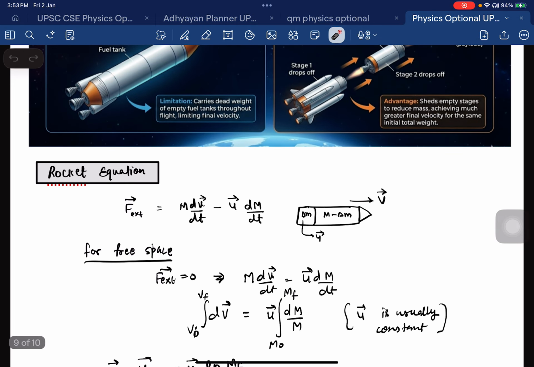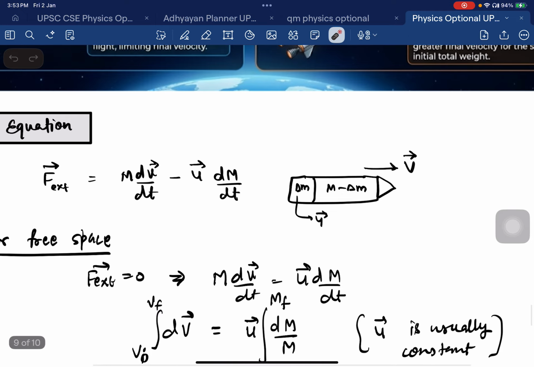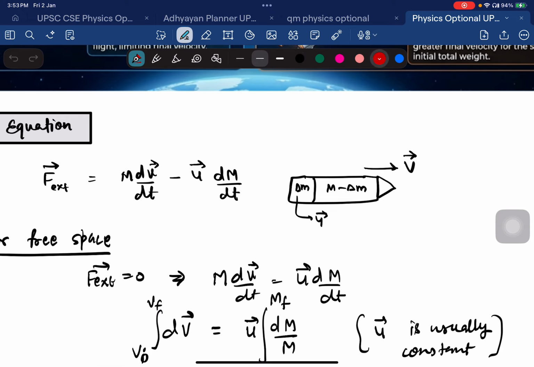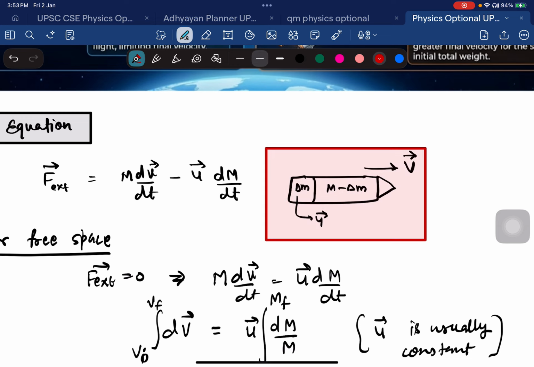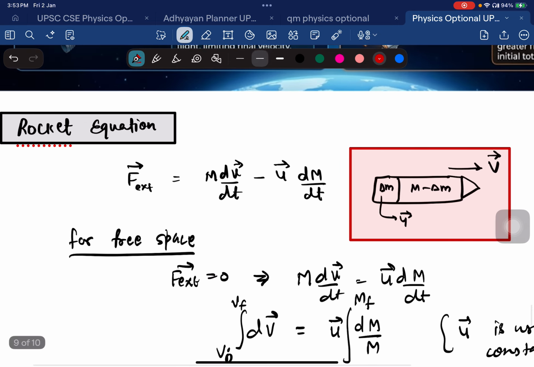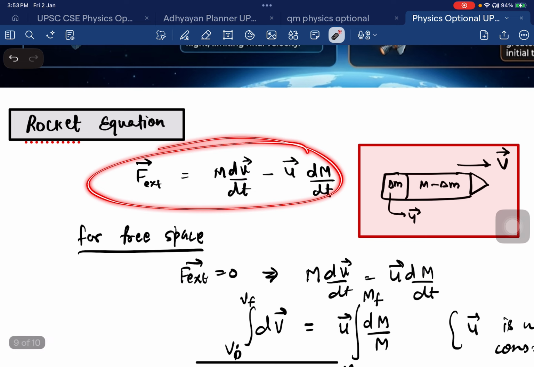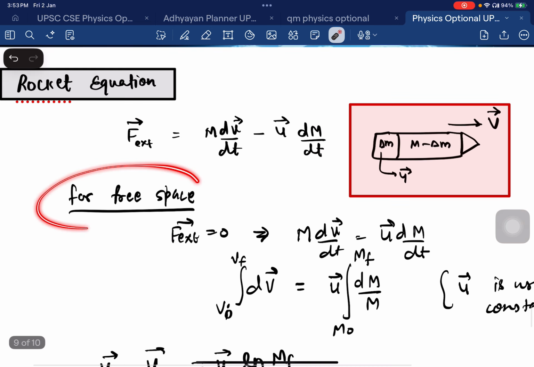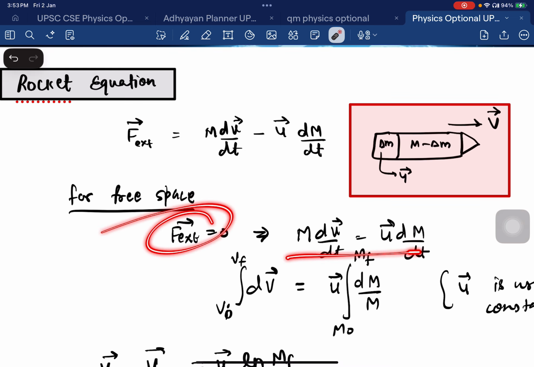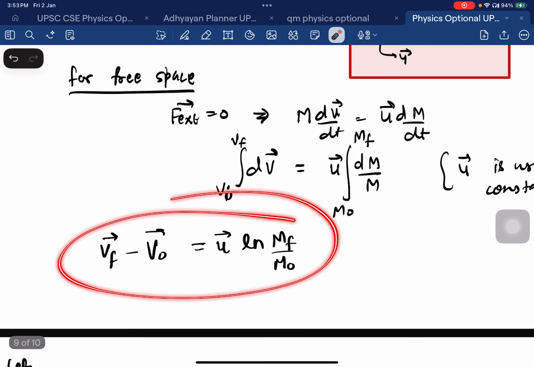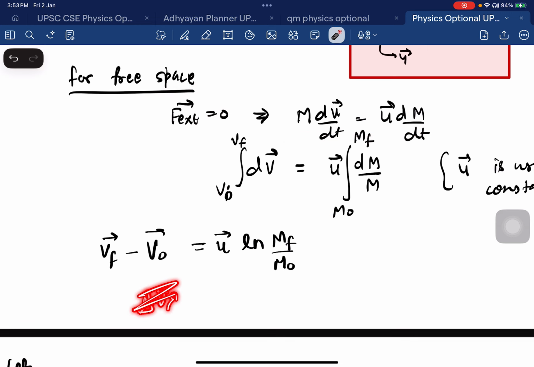Let's assume that we have a rocket. It has a total mass capital M, and the mass being ejected is small delta M. We know that the rocket equation is this, for the simple case of free space where F external is 0. After solving we get this equation: delta V is equal to u vector ln m_f by m naught.